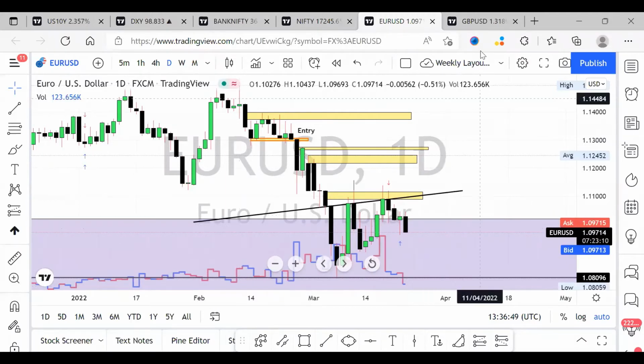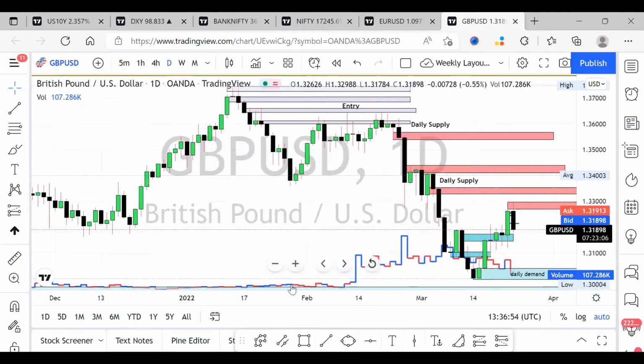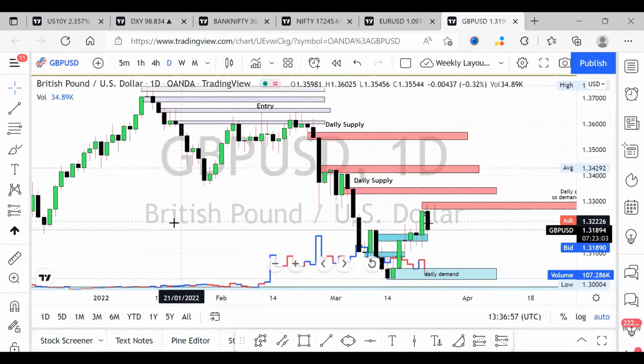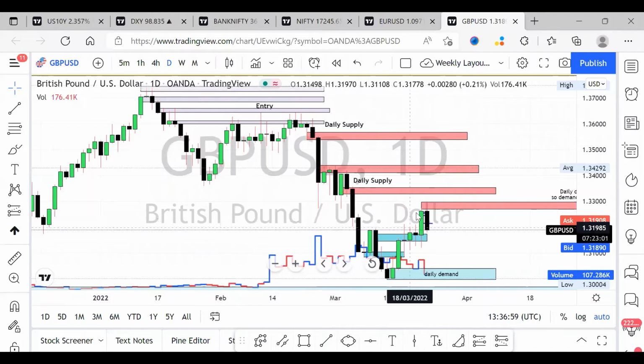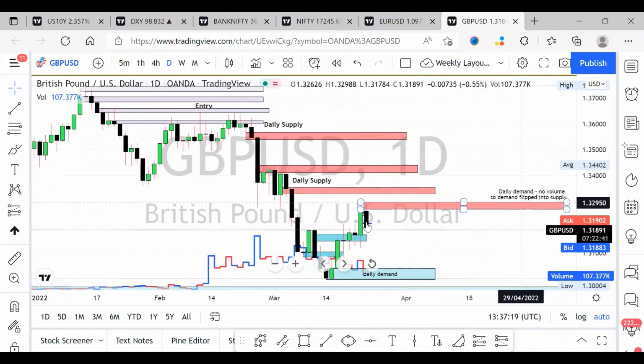So now let's look at the Great British Pound and the US dollar. Yesterday, I mentioned that this particular candle should be going from an area of demand to an area of supply. However, what happened was that the demand did not go into more bullish momentum. So the bears took control. This is what we call a demand flip. So demand turns into supply.